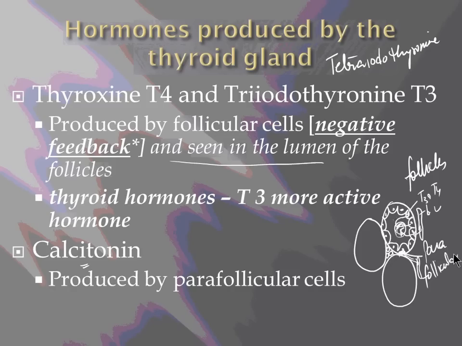Now in the lumen, more of T4 is actually formed. But when they go to the tissues, that T4 is actually converted into T3, because T3 is the more active thyroid hormone. Compared to T4, T3 is the more active thyroid hormone. Even though more of T4 is formed, that T4 is actually broken down into T3 and it's the more active hormone.